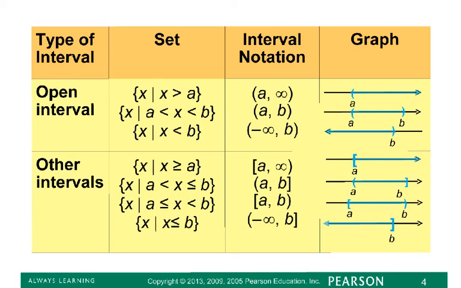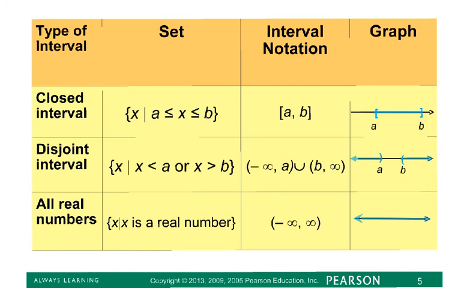So anytime it's an infinity symbol in interval notation, or if the value is not included because it's stated as a less than or a greater than symbol, with no equal to, you put a set of parentheses around it rather than brackets. Okay. All right, so here are some other types of intervals.